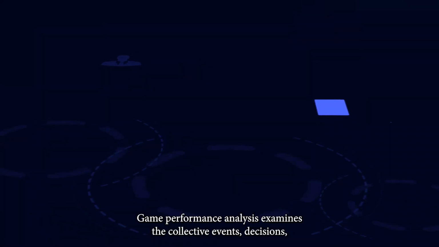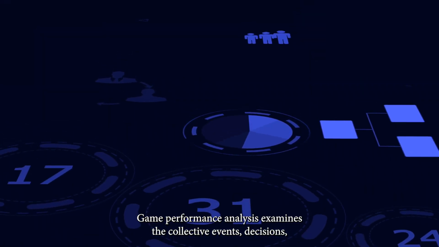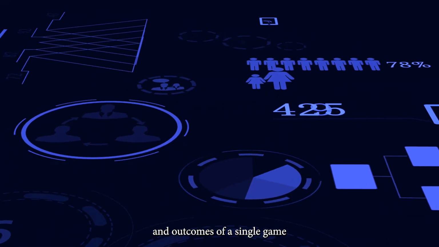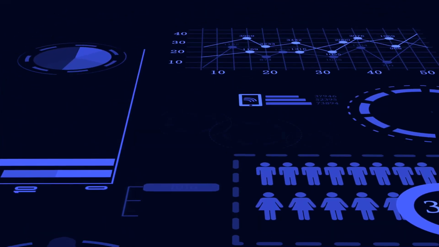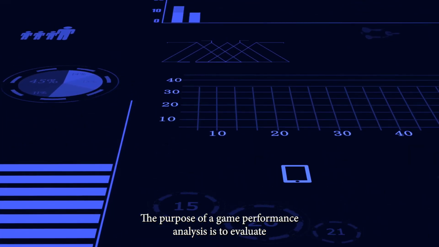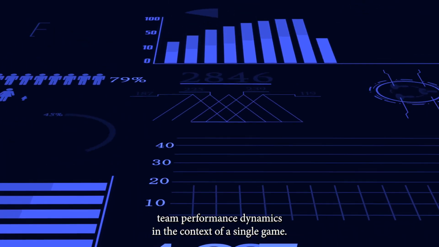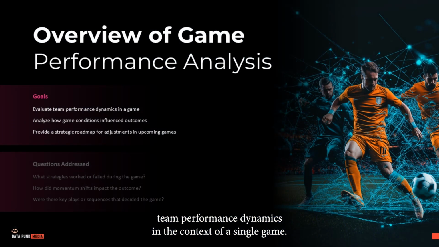Game performance analysis examines the collective events, decisions, and outcomes of a single game to uncover the factors contributing to success or failure. The purpose of a game performance analysis is to evaluate team performance dynamics in the context of a single game, to analyze how game conditions, for example, opponent tactics, venue, crowd, and so on, influenced outcomes.